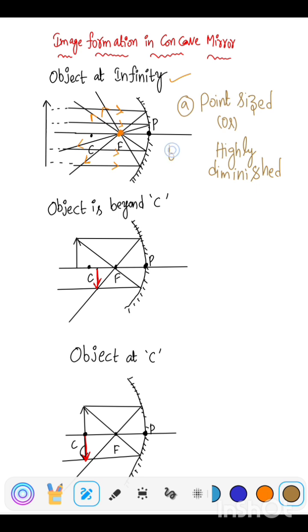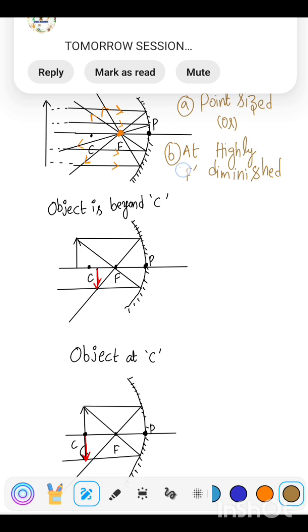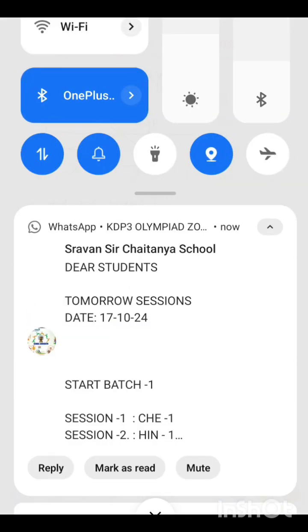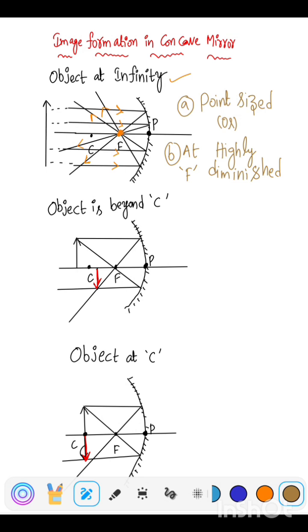Similarly, the location of the image is at focus. Therefore location of the image I am writing as at focus. And the third thing is that the image formed is a real image, because all the reflected rays are meeting at one point. Blindly we can say that if all the reflected rays are meeting at one point, the nature of the image formed is a real image. A real image is always an inverted image. That's why the nature of the image I will write here is a real and inverted image.